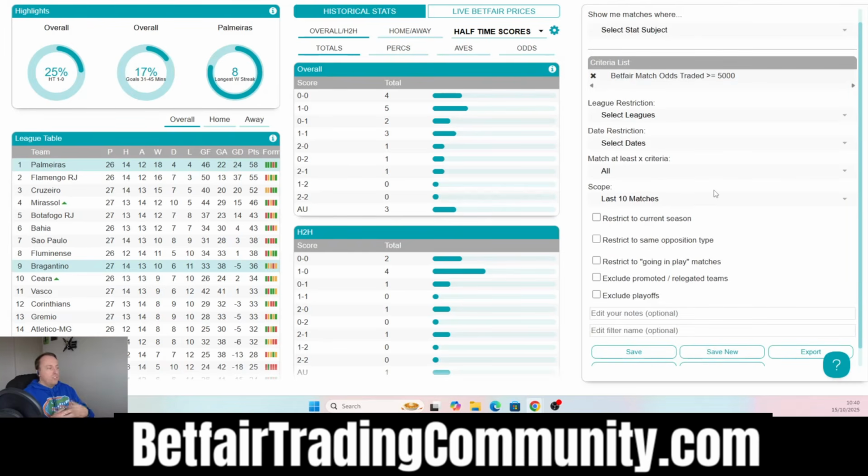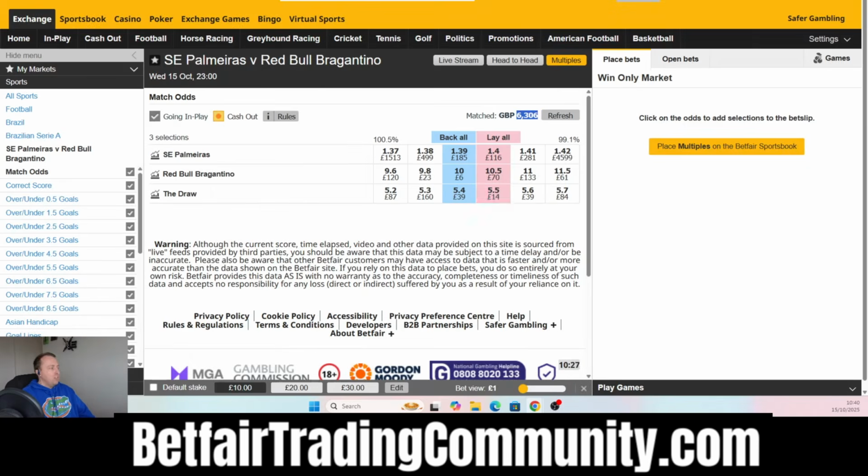So if you're a trader who's like, well, I want matches where there's more money traded than 10 grand, you might even want higher than that, right? But what it does is it gives you a good base, because you go, well, I know that there's money in this market. Most of you are going to be able to get in on this market in one way or another.